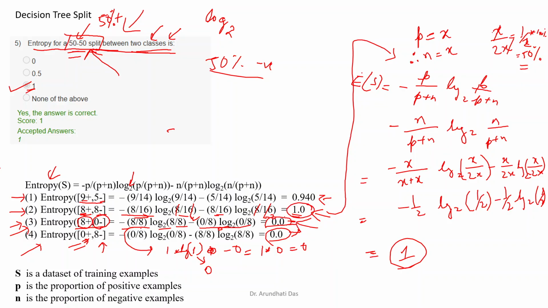But if in my data set half of the samples are positive and the other half are negative, my degree of randomness will be the highest, right? That's why that is 1. I hope it is clear.